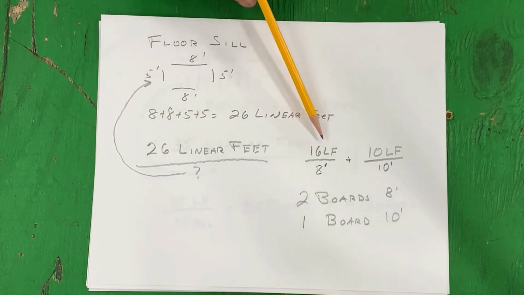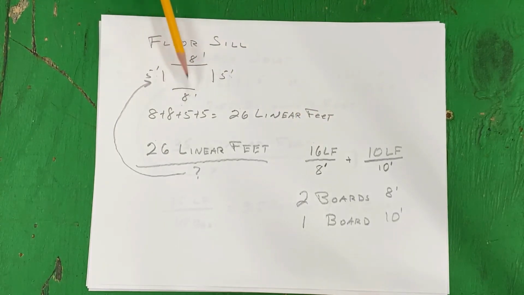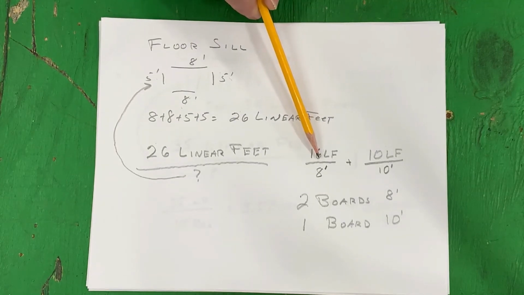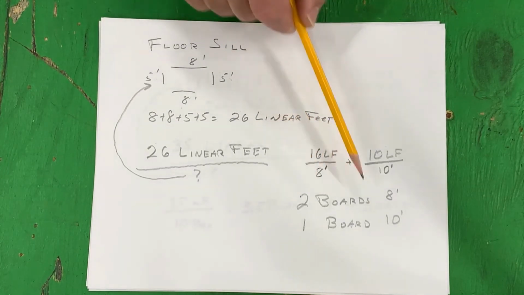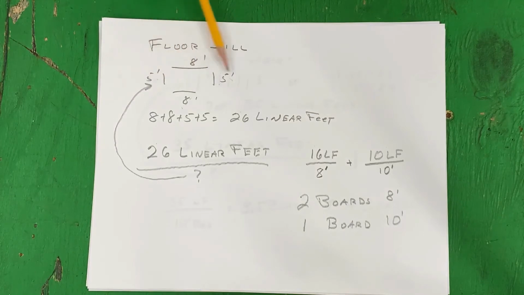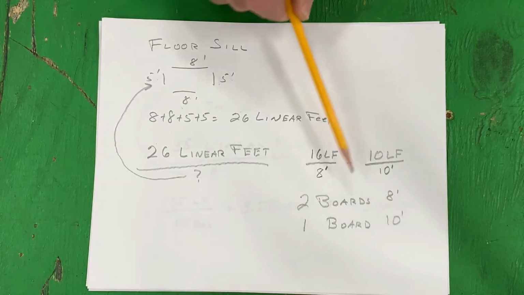I need to go under my 2 header joists. I'm going to go with 8-foot boards, and I'm going to have 2 of those. To go under my rim joist, I'm going to go with 10-foot boards. I'm going to have 1 of those.